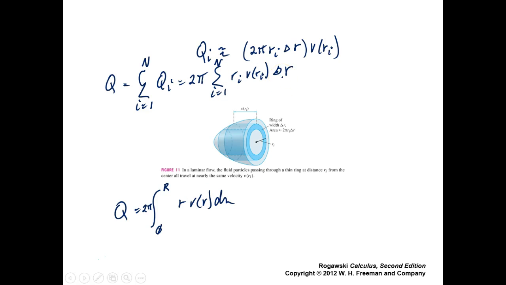Now, very similar to what we had before when we had population here and radial population density here. I mean, they look identical.